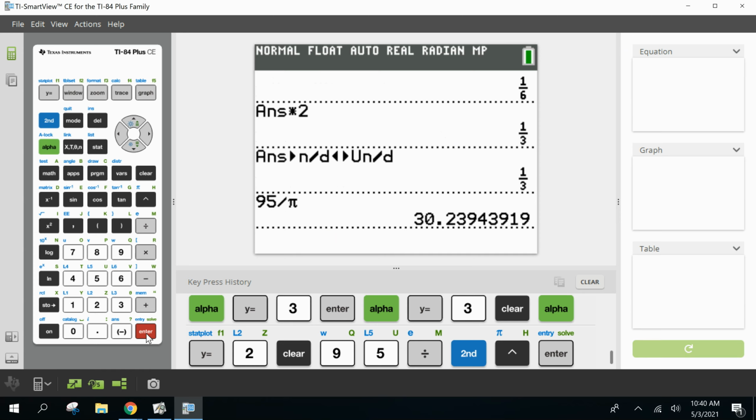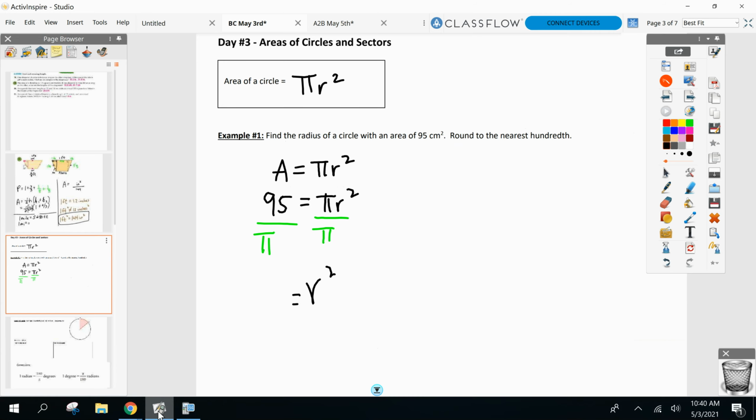So you have two choices. You can either write out that whole decimal right now on your paper or just leave it as 95 over pi. Don't round it. You're not ready yet. We're not done with the problem. Now, r squared's all by itself. Yes, now I want to take the square root of everything. And now you can round to the nearest hundredth. With units. 5.50 centimeters.